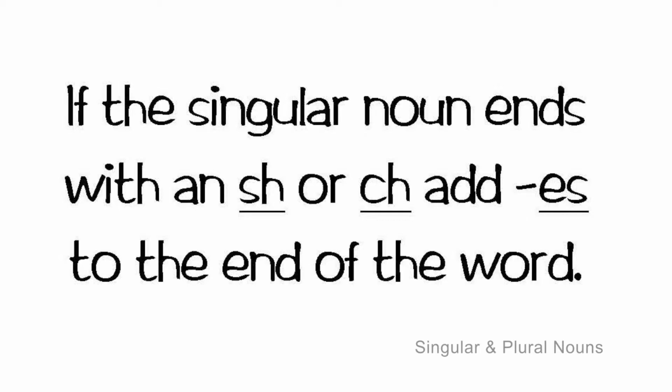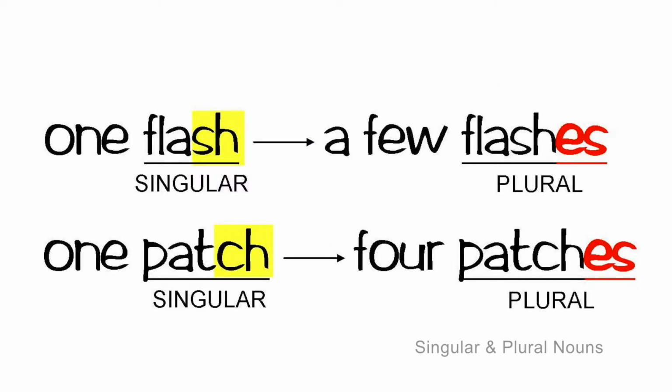Next is a special rule with this concept. If the singular noun ends with an SH or CH, then add ES to the end of that word to make it plural. Here's an example. Here we have singular flash. In order to make flash plural, we add ES at the end of the word since it ends with SH. So we go from flash to flashes.